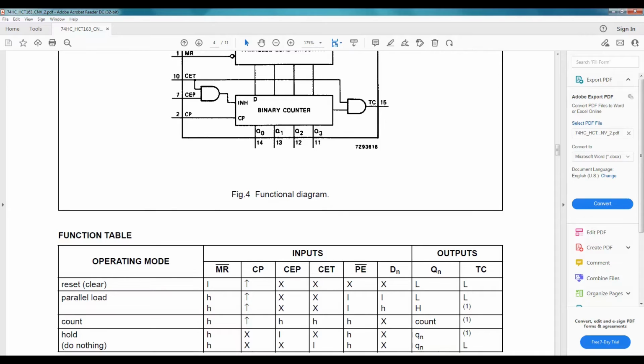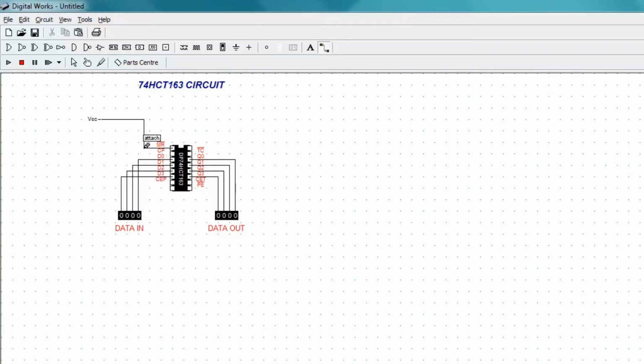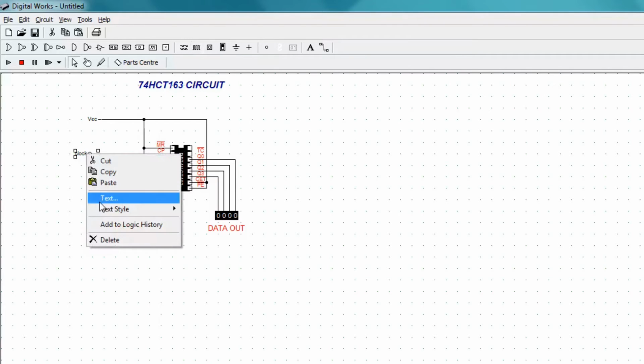To get this IC to count, we need to make sure the count enable input, count enable carry input, and the parallel enable input are also high. And then we send the clock to pin 2.